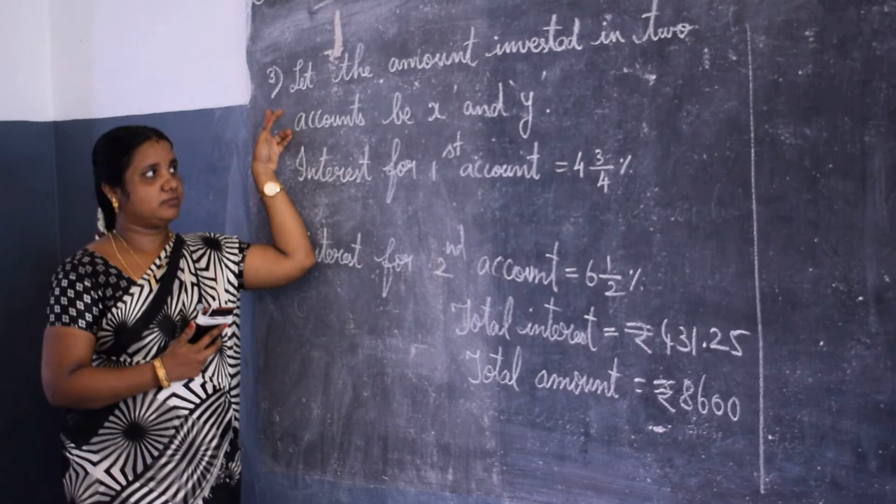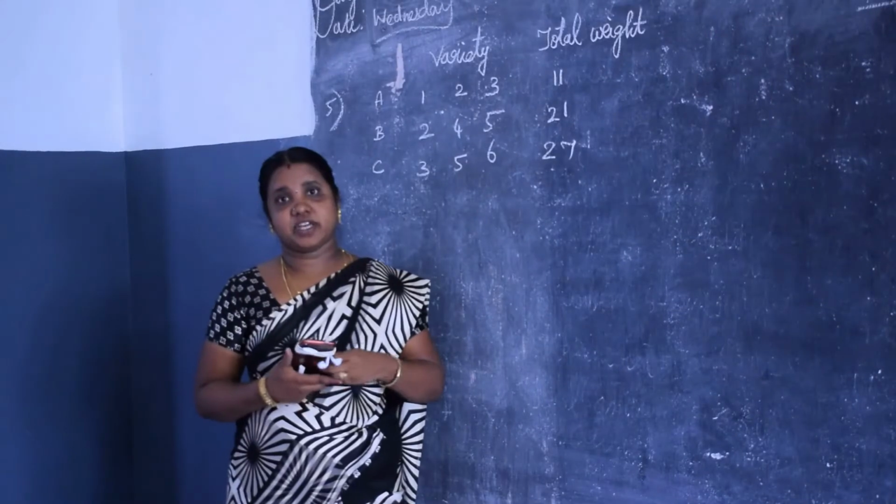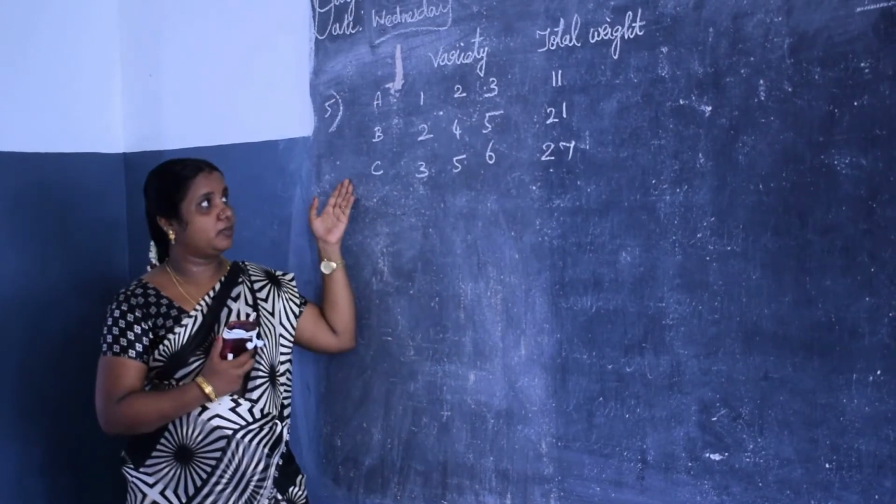How do you check your answer? Add these two. If you add them, we will get 8,600, because the total amount invested is given in the question itself. If you add our x value and y value, we should get this number. If that comes, your answer is correct. Have you understood? Next we are going to see the fifth problem.